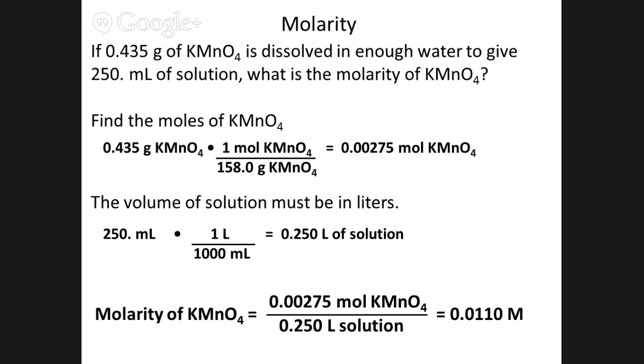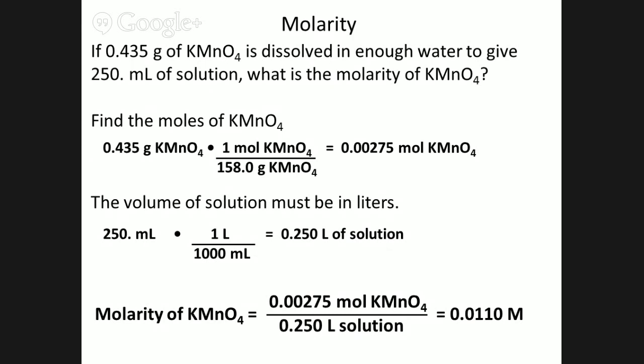0.435 grams divided by the 158 grams of KMnO4 gives us 0.00275 moles of KMnO4. Now, where did the 158 come from? That is the molar mass of KMnO4, the potassium, manganese, and 4 oxygens add up to 158. Do that off the periodic table. We also have to change the 250 milliliters into liters. So we divide by 1,000.